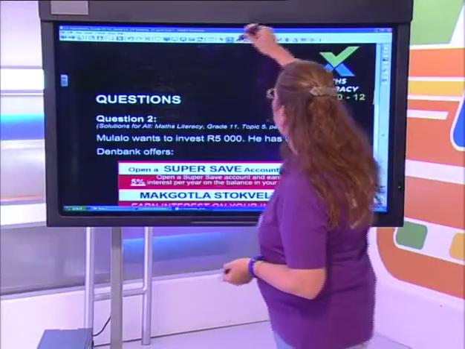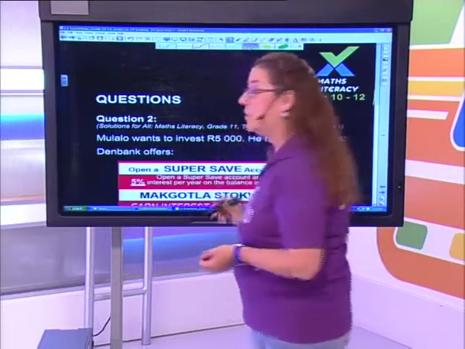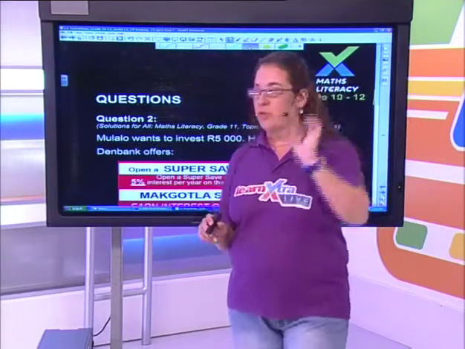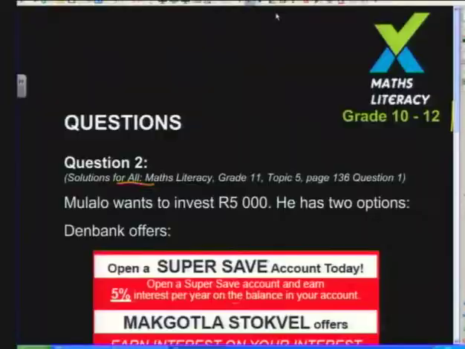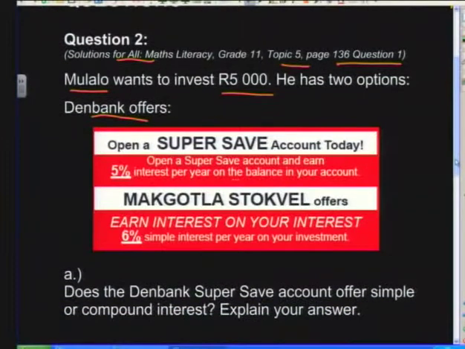Right, question two. Oh, I didn't tell you that the last question also came out of the Macmillan textbook. It was the grade 11 textbook. But this one comes out of the textbook, topic five, page 136, question one. So, Mulalo wants to invest 5,000 rand. He has two options. I love these names that they come up with in questions. They're really wonderful. Okay, so you can open a Super Saver.